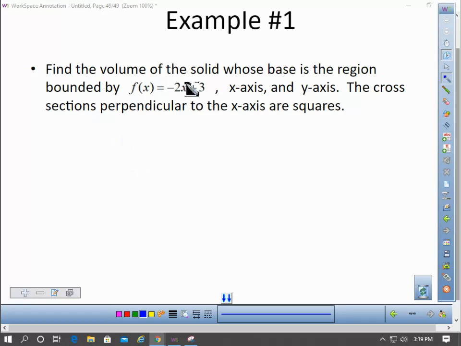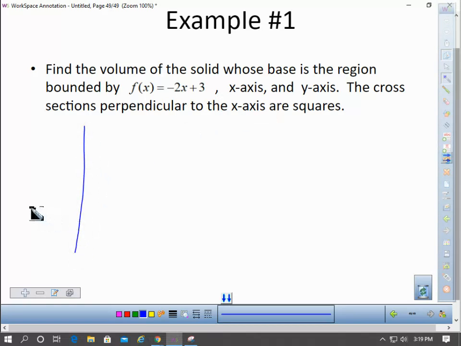All right, it says find the volume of the solid whose base is the region bounded by this function, the x-axis and the y-axis. So the first thing I want to do is draw a picture of this. Negative 2x plus 3 has a y-intercept of 3 up here. It has a slope of negative 2. So there's that line, and then the x-axis would be down here, and then the y-axis. So we're talking about this area in here, that little triangle. That's the base where we're going to build.